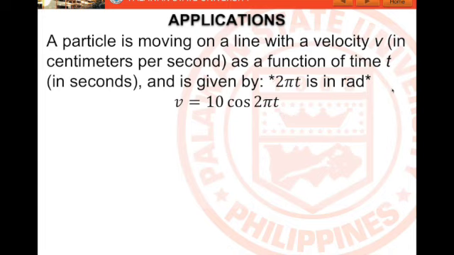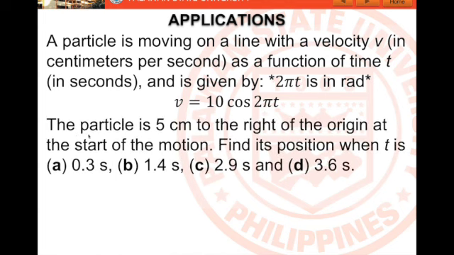We will try to incorporate that later in the calculation. Okay, so here it is said the particle is 5 centimeters to the right of the origin at the start of the motion. So find its position when t is, we have 4 required here: t at 0.3 seconds, at 1.4 seconds, at 2.9 seconds, and 3.6 seconds.